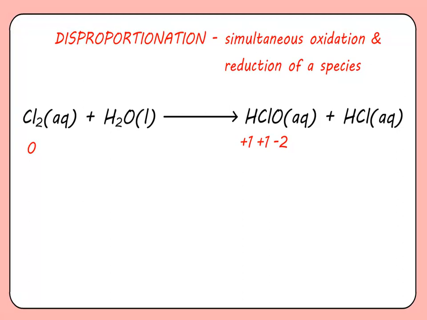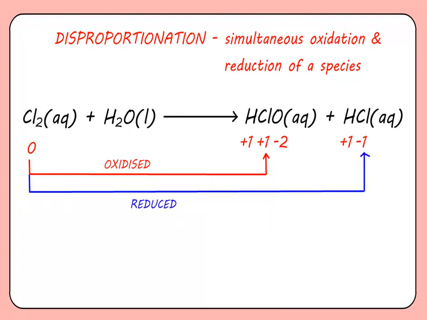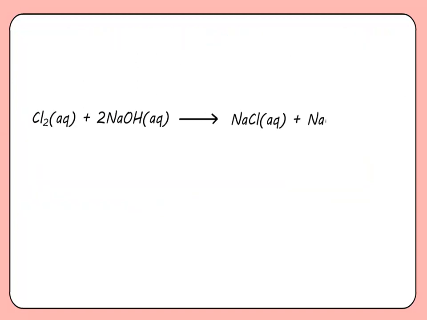The hydrogen in HCl must be +1 and the chlorine in HCl must be -1. So the chlorine has been oxidized in going from an oxidation number of 0 to +1, and also reduced in going from an oxidation number of 0 to -1. Chlorine also disproportionates when it reacts with sodium hydroxide to form bleach.